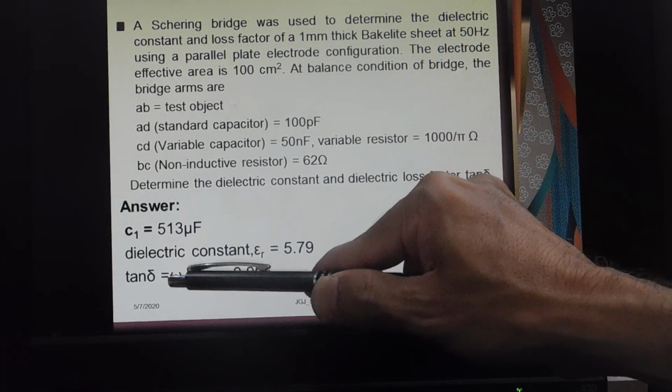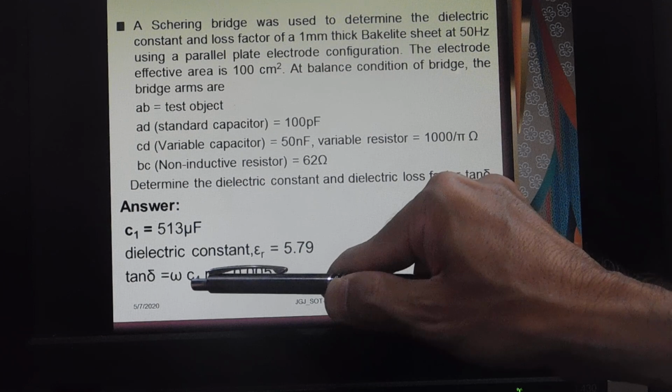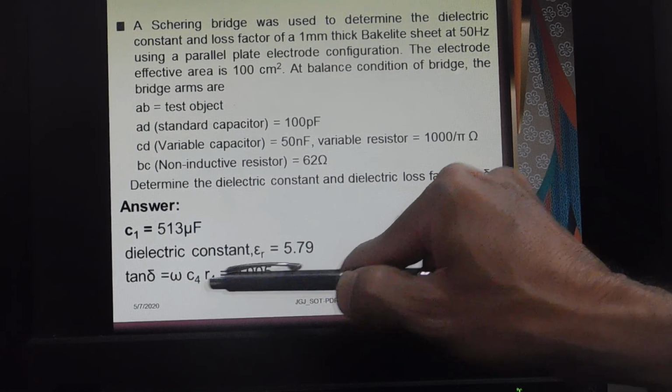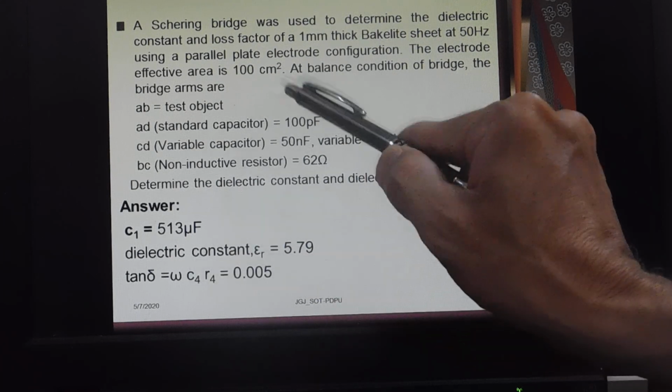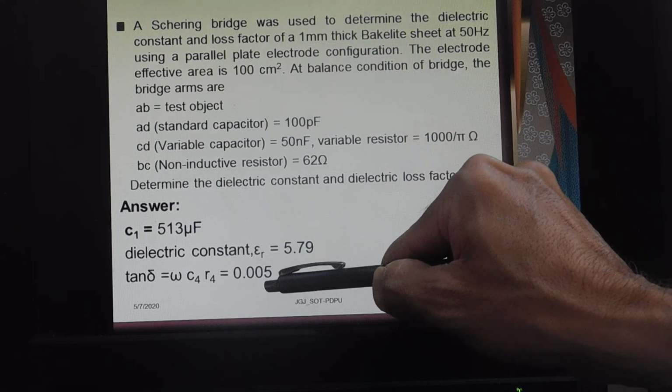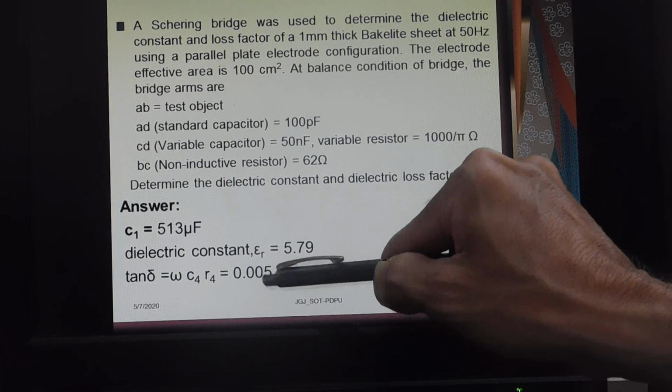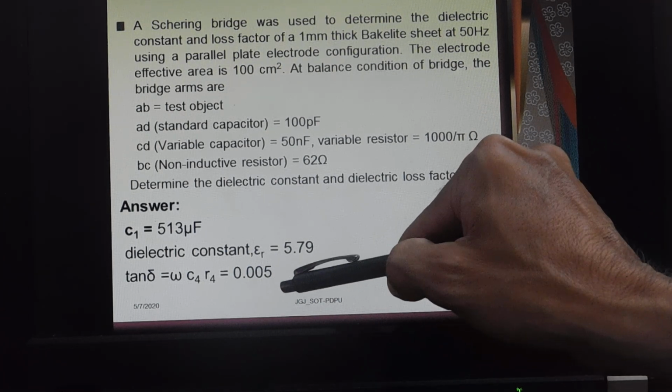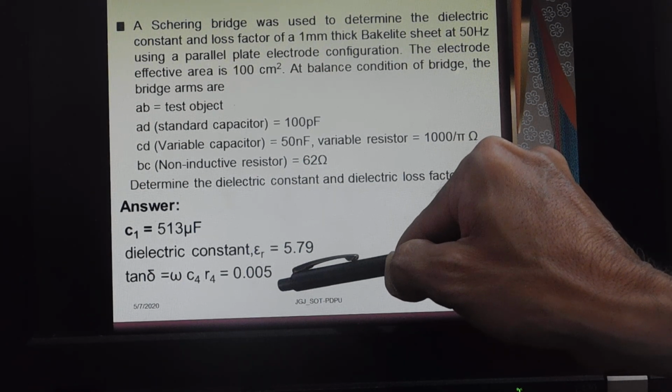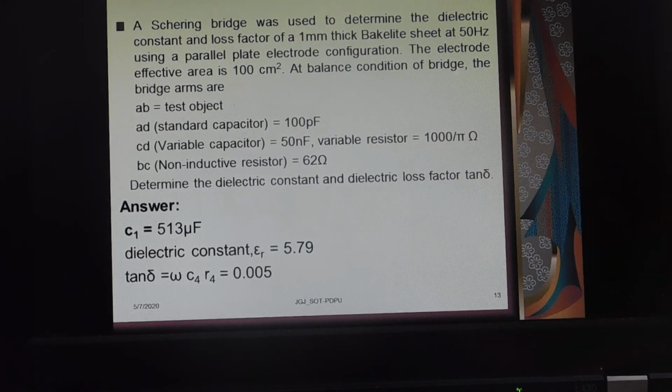By using the equation, tan delta is equal to either omega C1 R1 or omega C4 R4. The values of C4 and R4 are given, and therefore if we put the values, we can calculate the value of tan delta, that is 0.005. For good insulating materials, the value of tan delta should be between 0.001 to 0.0001. So in this way we can calculate the unknown capacitance, dielectric constant, and tan delta, meaning the dissipation factor or the loss factor.